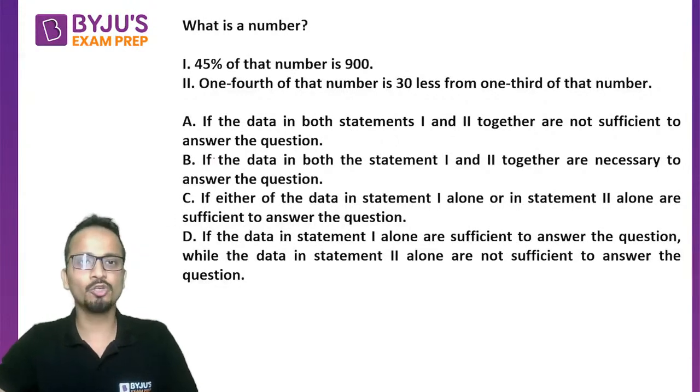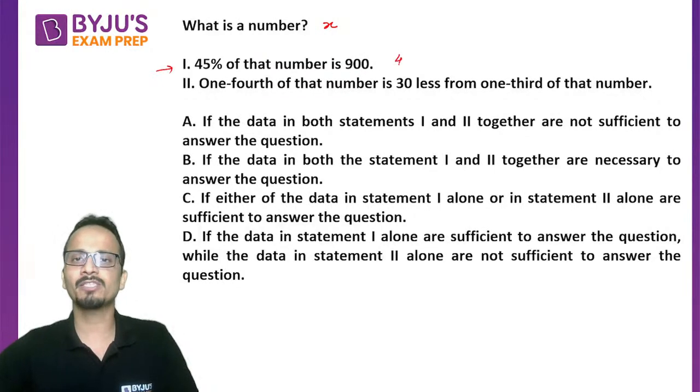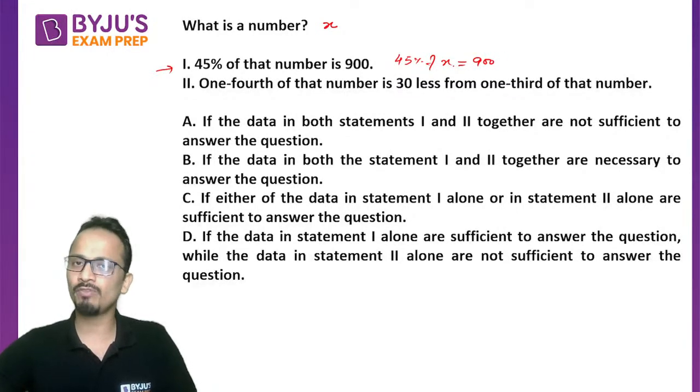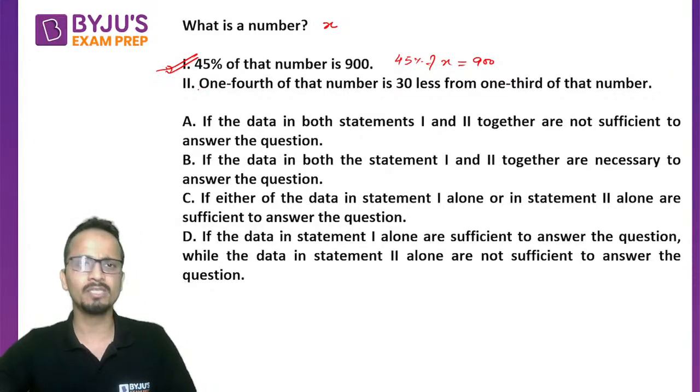Okay, nice, good. So again, another easy question, what is the number? Let's say the number is X. Now statement number 1 alone, 45% of X is equal to 900. So from here I'll be able to solve for X easily. So statement number 1 alone is sufficient to answer the question.